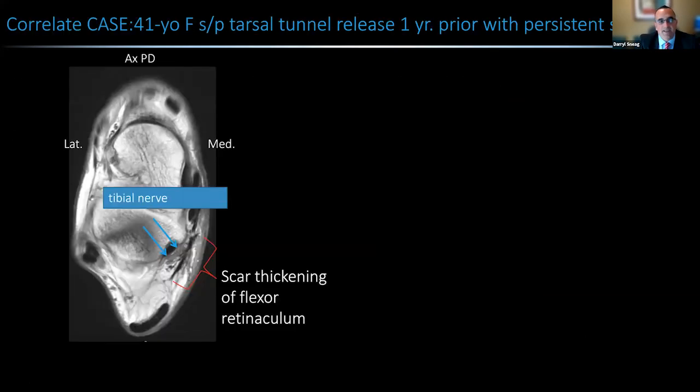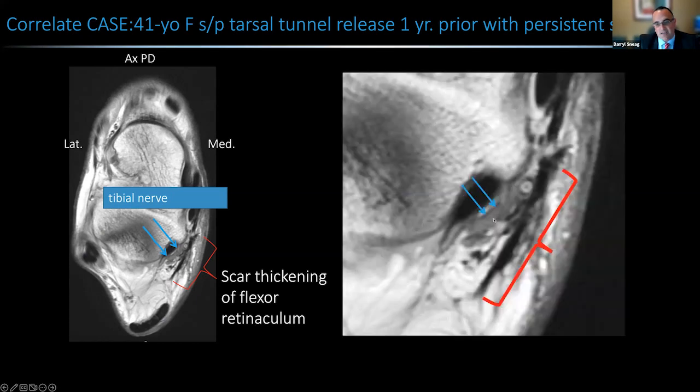So this is a correlate case. This is a 41-year-old female following tarsal tunnel release 1 year prior with persistent symptoms. And here we see a lot of scar. This is scar thickening of the flexor retinaculum and the surrounding subacute tissues. And here the tibial nerve really hasn't branched yet. The patient had recurrent tarsal tunnel syndrome symptoms.